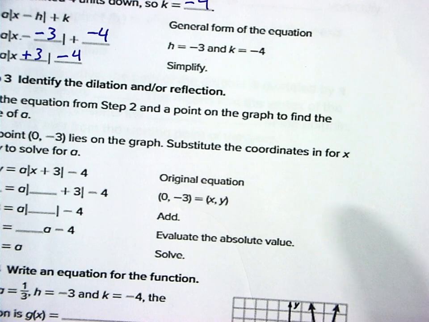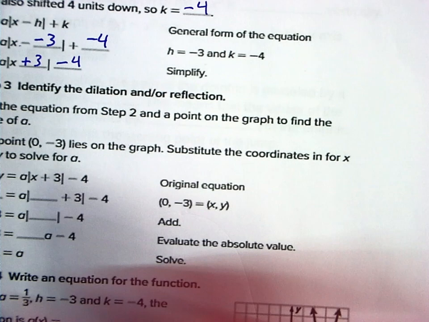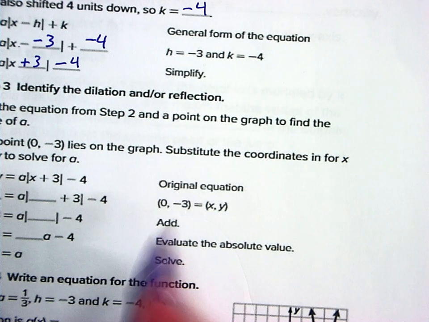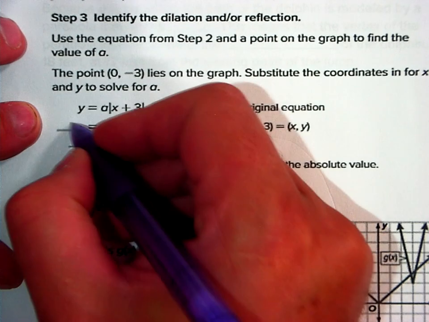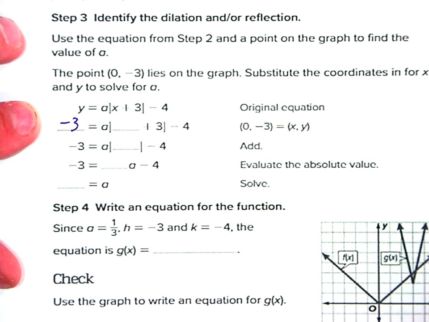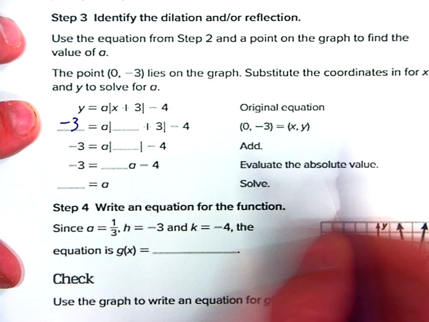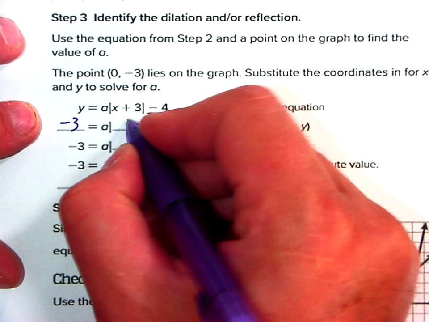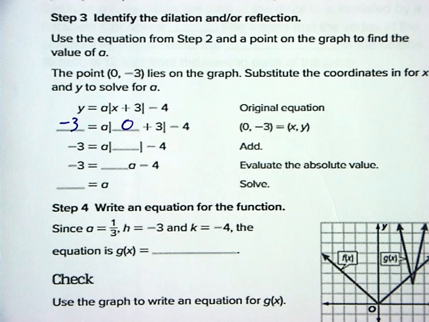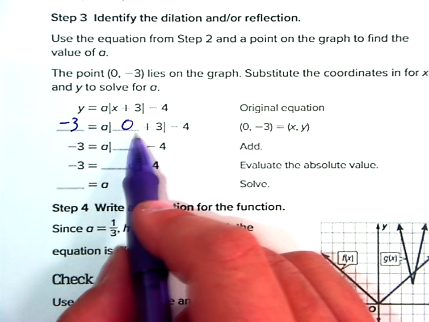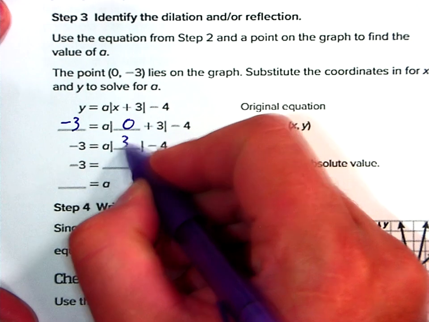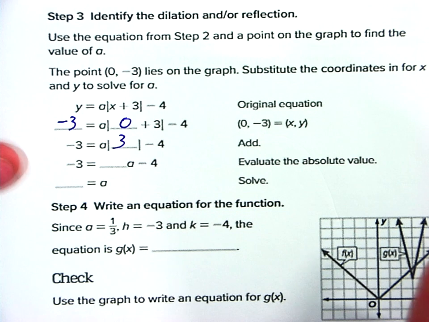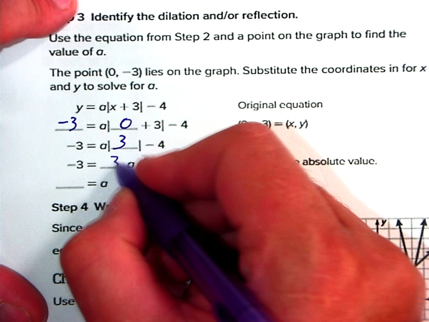All right. The point 0, -3 lies on the graph. Substitute the coordinates in for x and y. So what did they say y was? y was, it's right here, -3. So I'm going to replace that with -3. x was 0. So we replace the x with 0. So let's do some advanced math. What's 0 plus 3? 3. So -3 equals 3a minus 4.